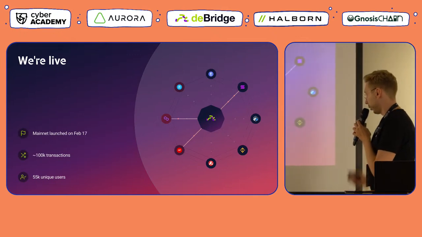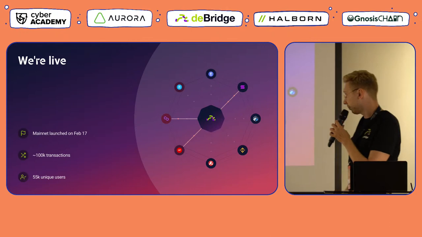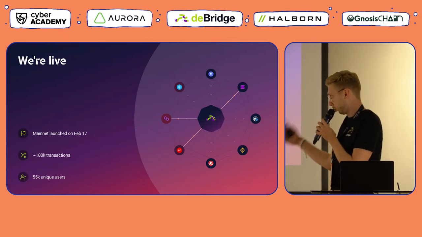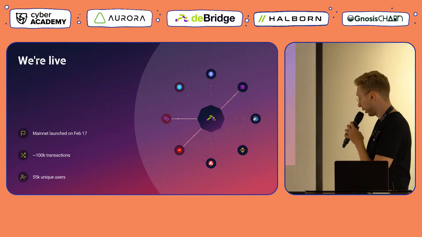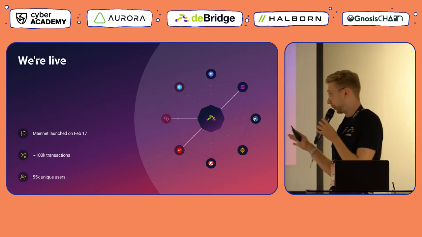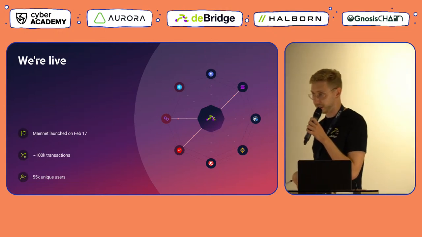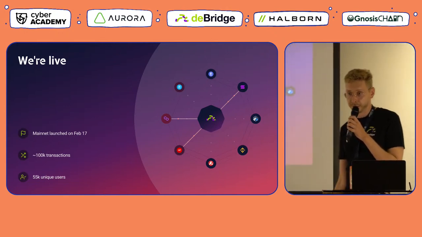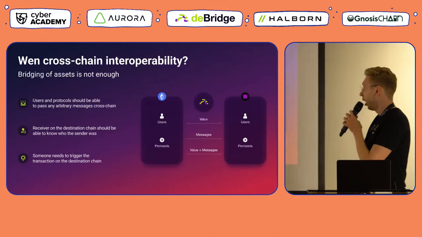The protocol that we're building, a generic messaging protocol, has been live since February. We got more than 100,000 transactions from around 55,000 unique users, and support 7 EVM chains. So developers and projects can easily transfer arbitrary data between users and smart contracts or between smart contracts.